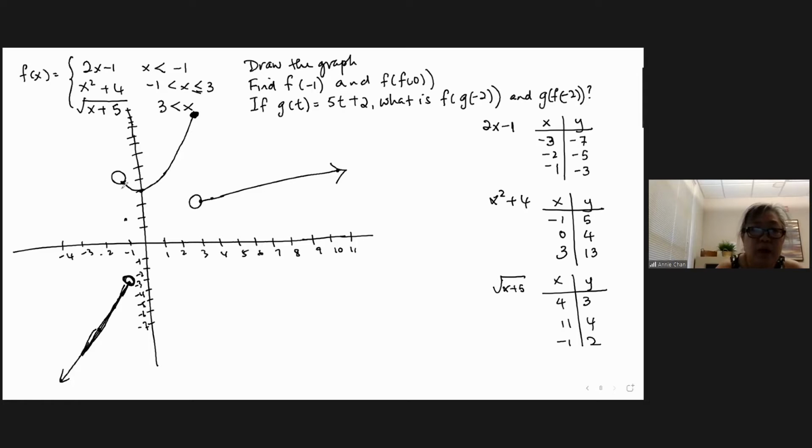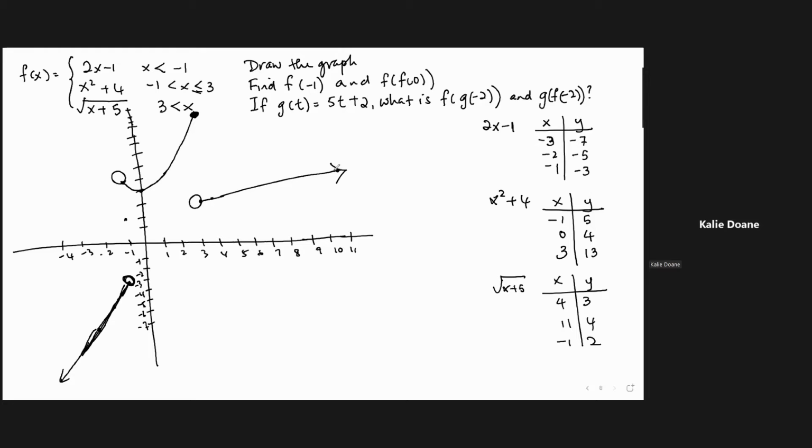Same thing here. I only want it from -1 to 3. And then I look at the sign to see whether it's going to be an open balloon or a filled-in balloon. Same here. Did everybody get that? Yes? Any question?